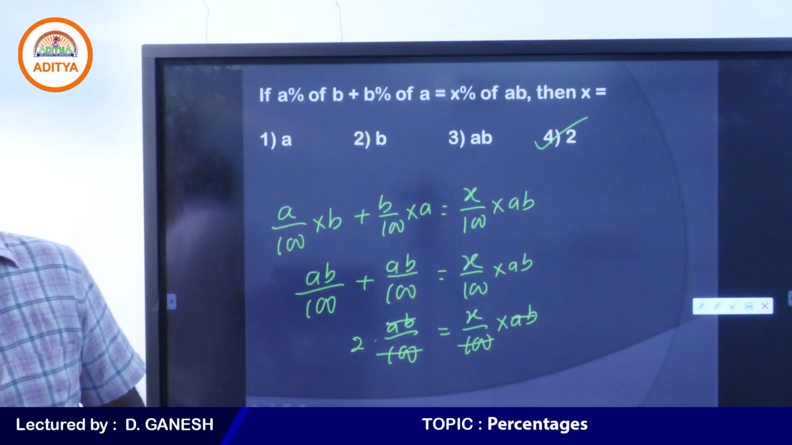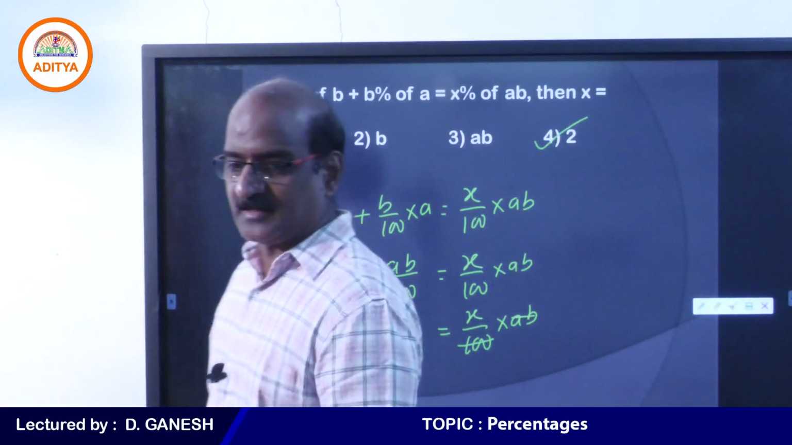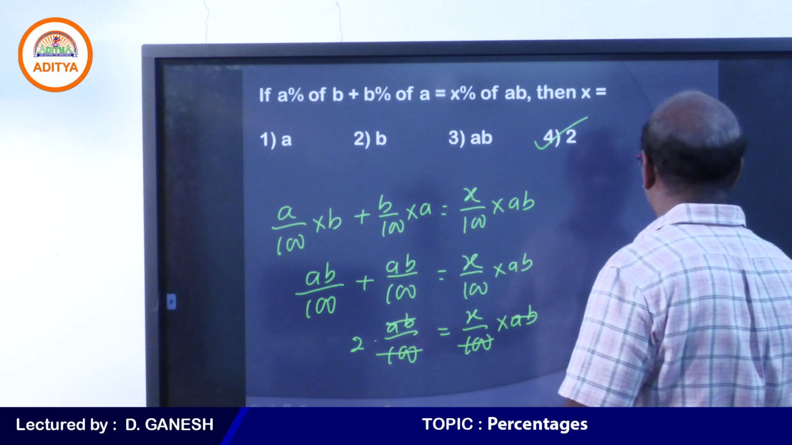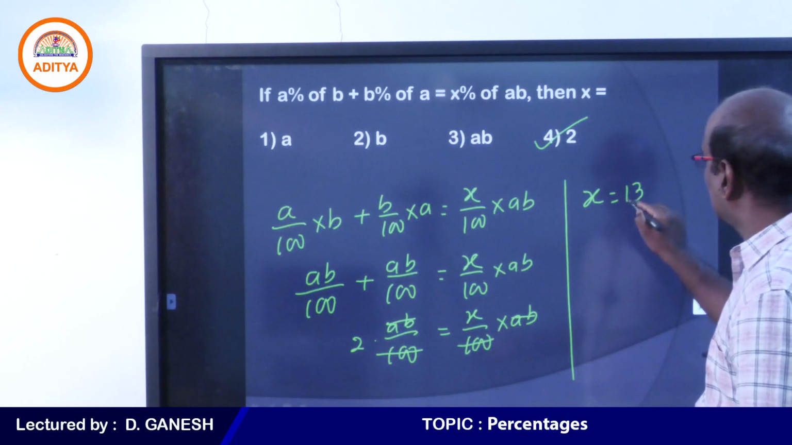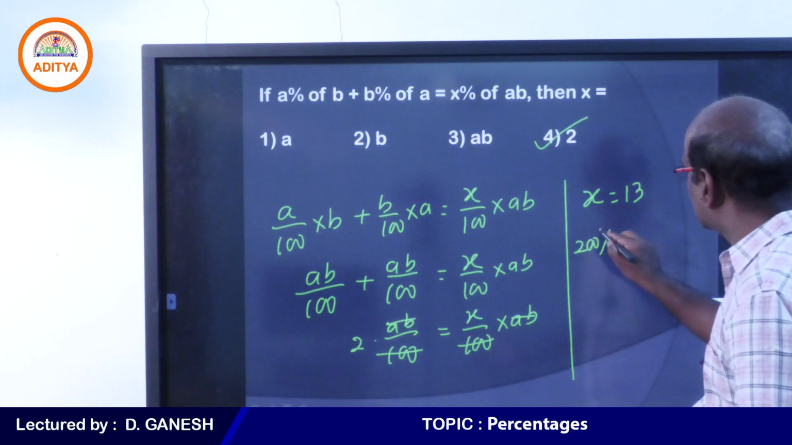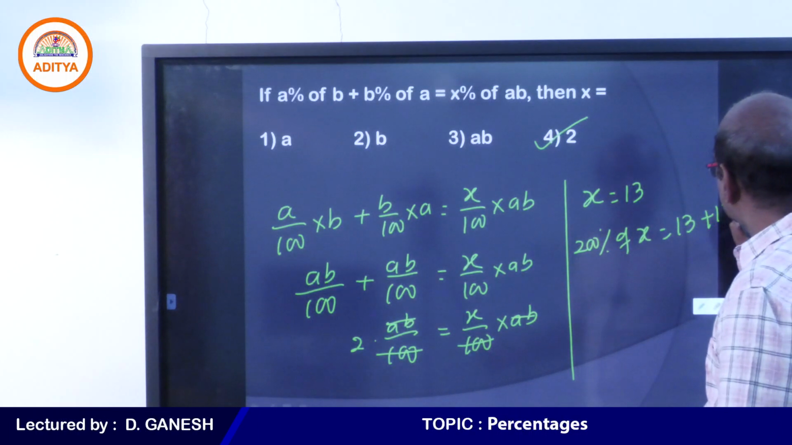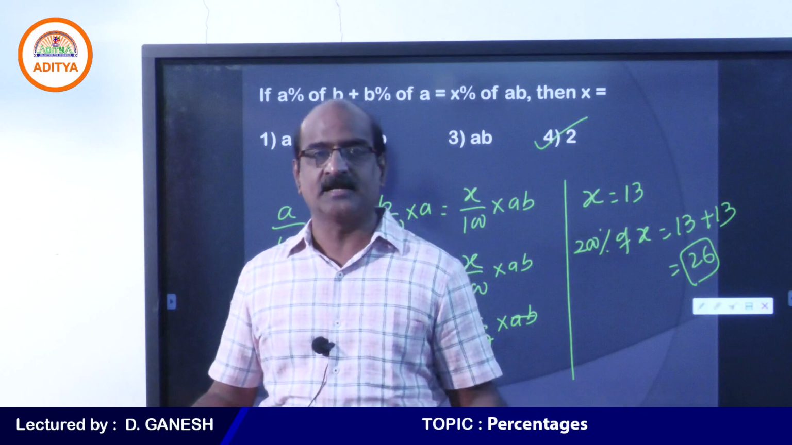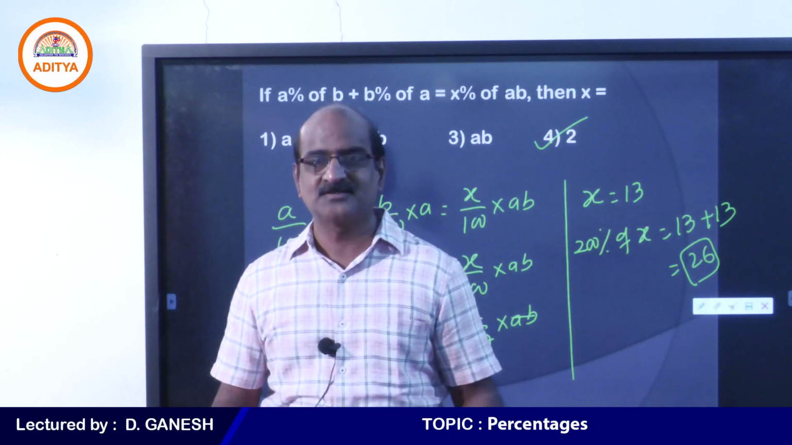Yeah, 200% of 13. Oh yeah, you are asking me what is 200% of 13. Yeah, student, in the previous question, somebody asked me. Just look at that. When x is equal to 13, what is 200% of x? 13 plus 13, that is 26. You understand that? So when 100% is 13, 200% is nothing but 13 plus 13, that is 26.